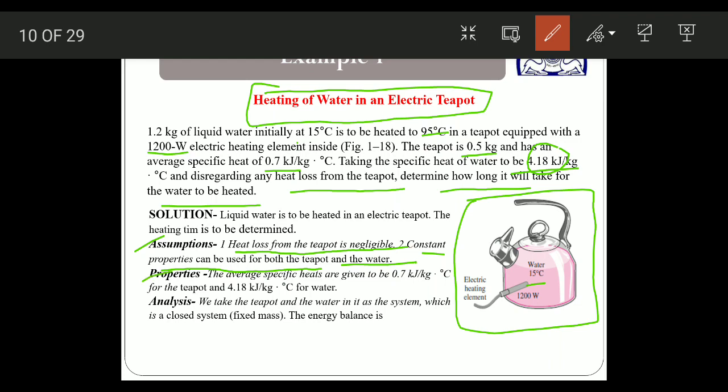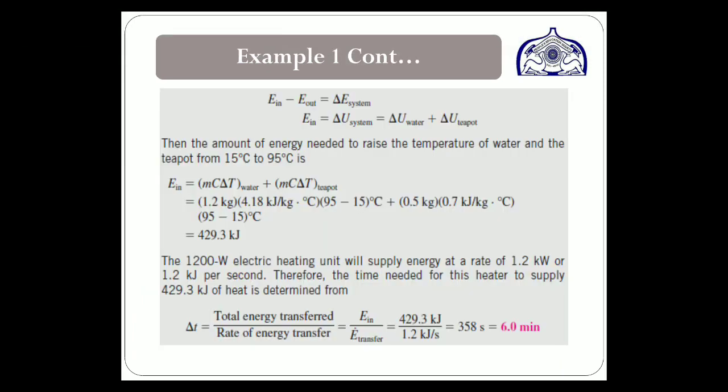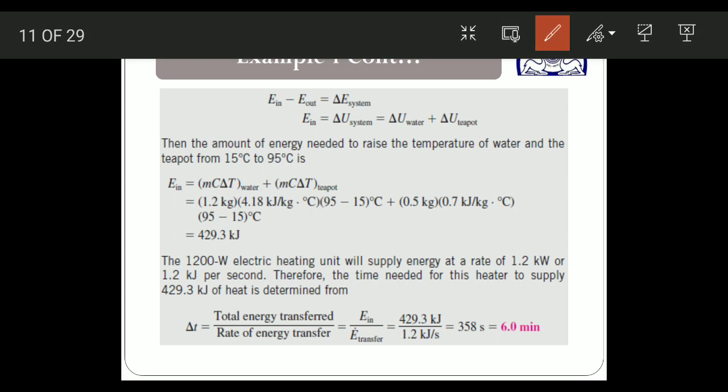Now what are the properties? 0.7 kJ per kg degree Celsius is for the teapot and 4.18 kJ per kg degree Celsius is for water. Now in the analysis, we take the teapot and the water in it as the system, which is a closed system, that is, fixed mass. Now here, what is the energy balance equation? The energy balance equation is, we can write, energy in minus energy out is equal to delta E system. This is the first law of thermodynamics.